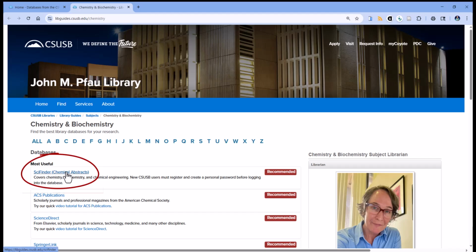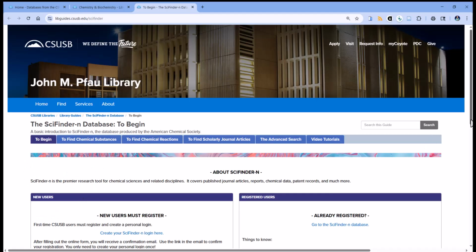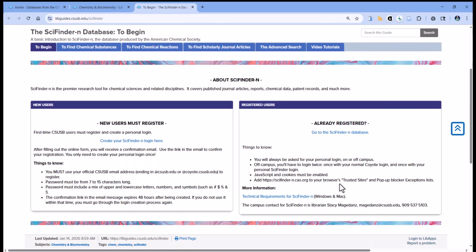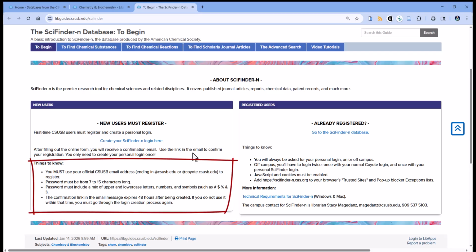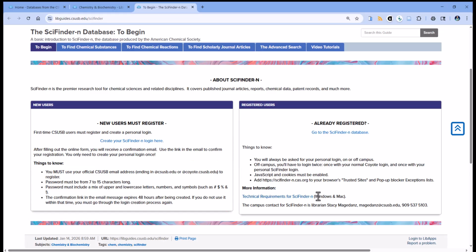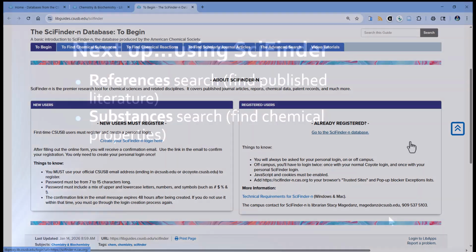The library's databases are mainly part of the deep web, meaning they require a subscription, and they aren't readily available to the general public. Part of this process with SciFinder is that the very first time you use it, you must create a SciFinder specific login. You have to use your CSUSB official email address, and it does have a lot of requirements for the password, so be aware of that. Once you've created it, you're good to go. Then you're going to go to the SciFinder database. Don't try to create multiple accounts. It won't let you do that.